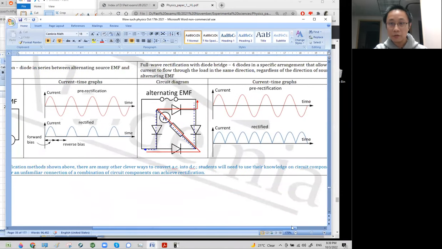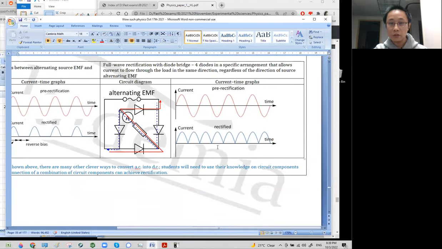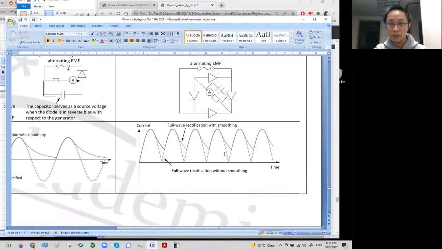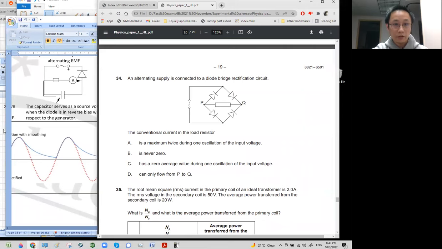So the rectifier will give this sort of current. But with the capacitor, I think it will be even smoothened. So full wave rectification without smoothing would be the red dotted line, with smoothing, the blue line. All right, let's go back.